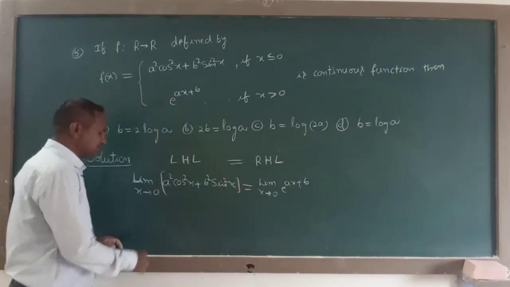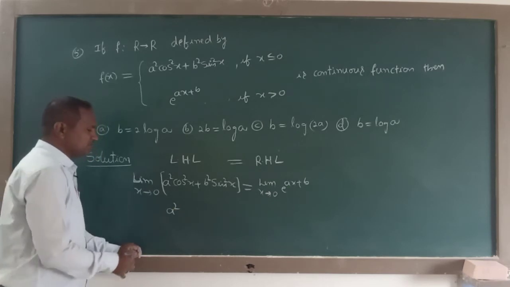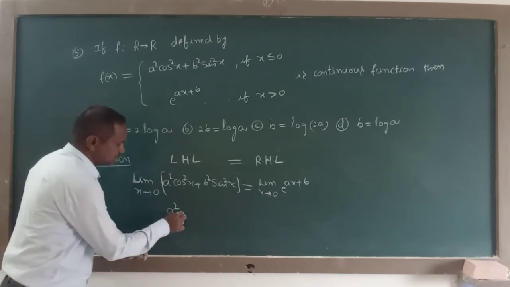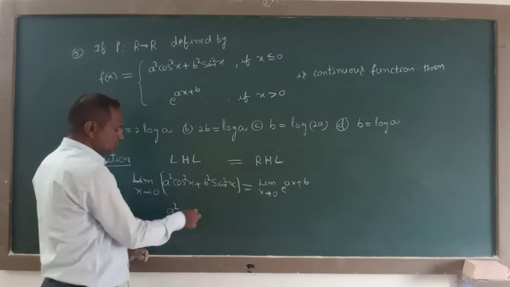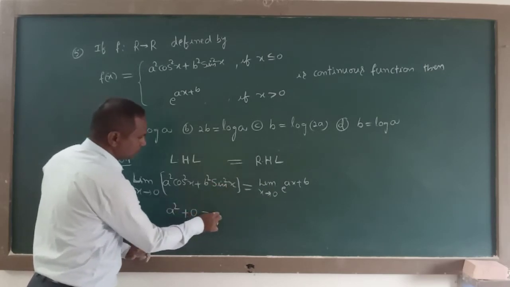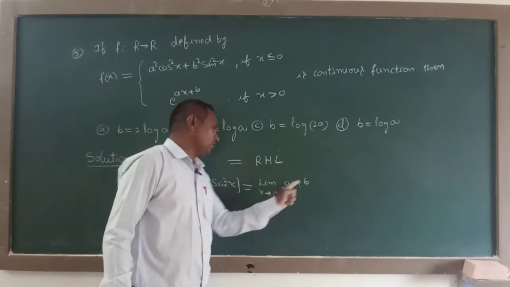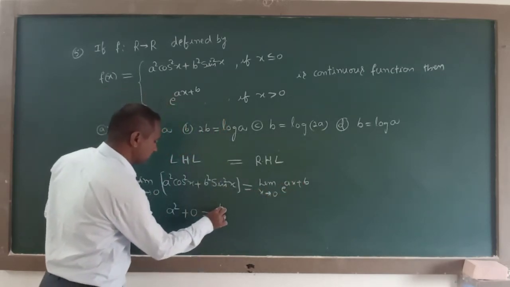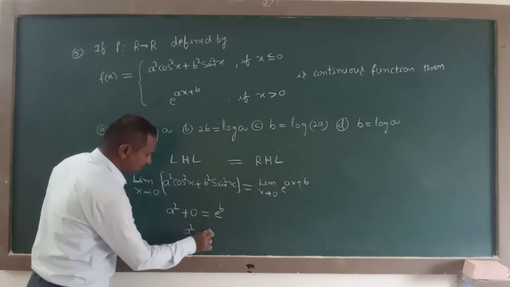Then you can apply the limits: a square into cos square 0, where cos 0 is 1, plus b square into sin 0, which is 0, so 0 will come here, is equal to e to the power of a into 0, which is 0, plus b, that is e power b. So a square is equal to e power b, we got here.